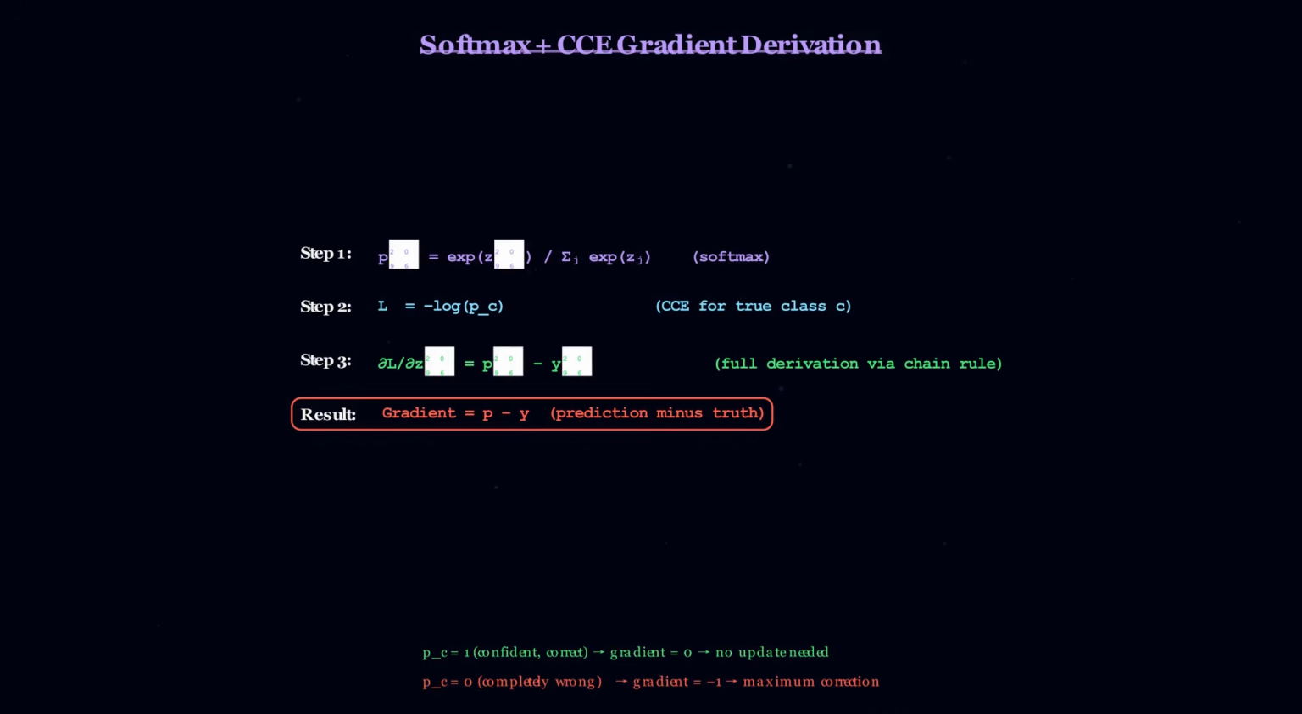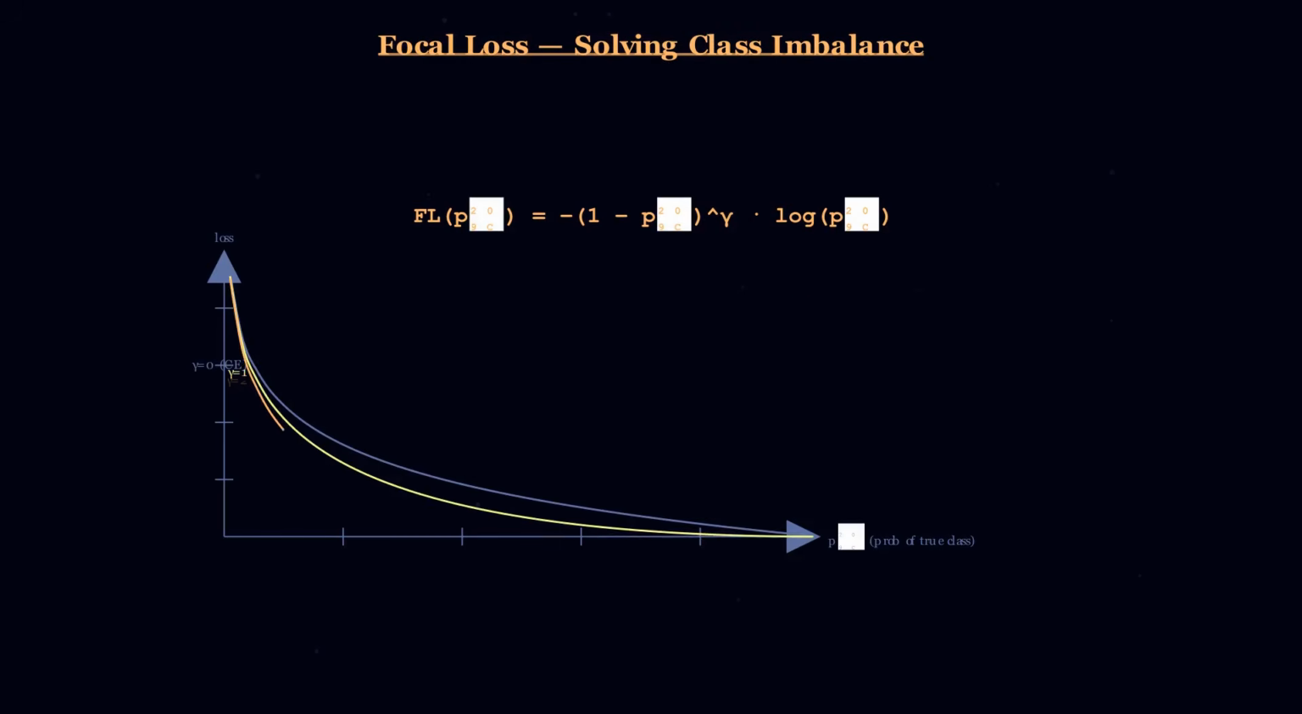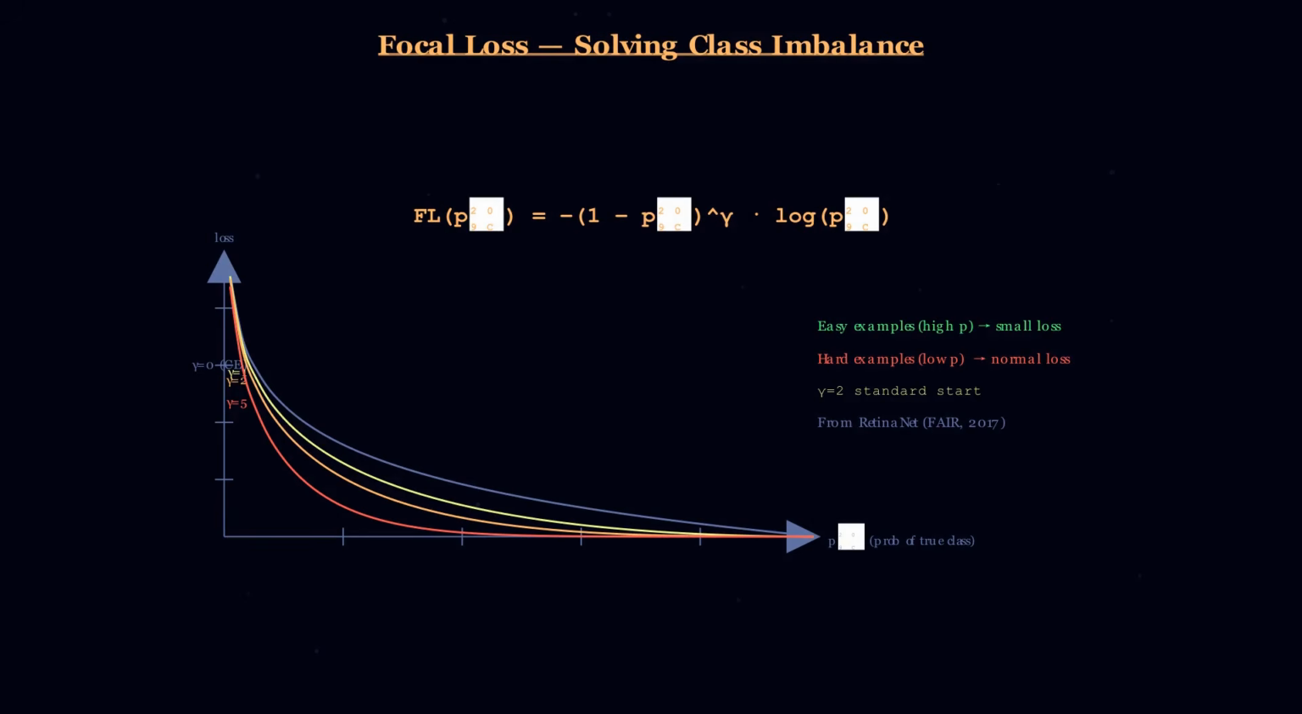If PC equals 0, completely wrong. Gradient is -1, the strongest possible correction signal. Focal loss, solving the class imbalance problem. Class imbalance. In fraud detection, 99.9% of transactions are legitimate. Standard cross-entropy will learn to predict "not fraud" for everything and achieve 99.9% accuracy while being completely useless. The gradient is dominated by easy negatives.